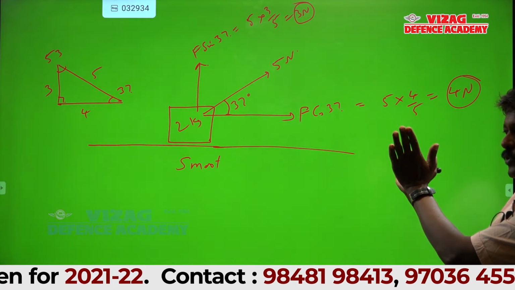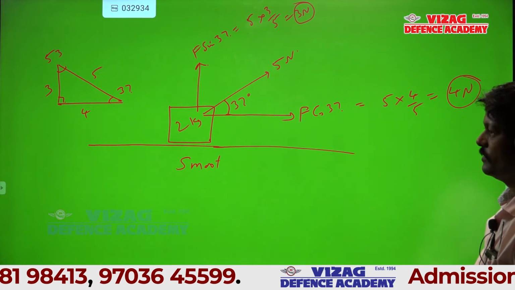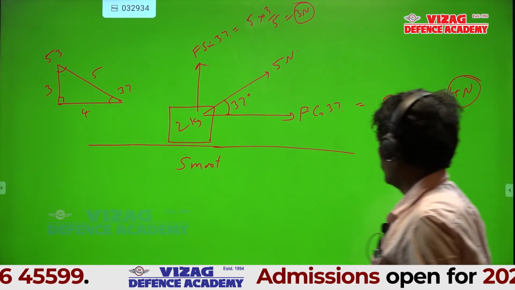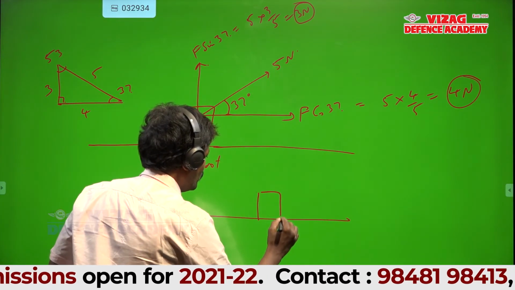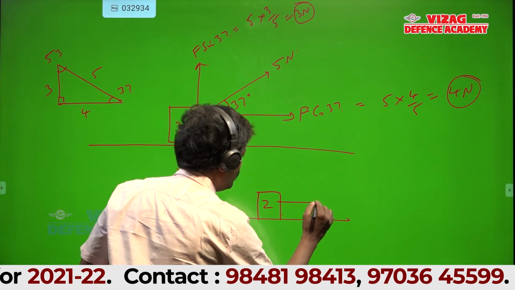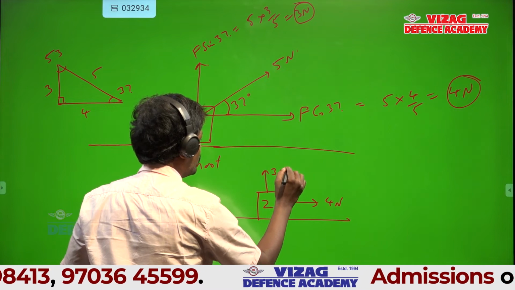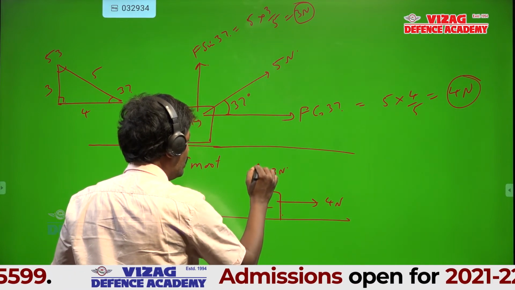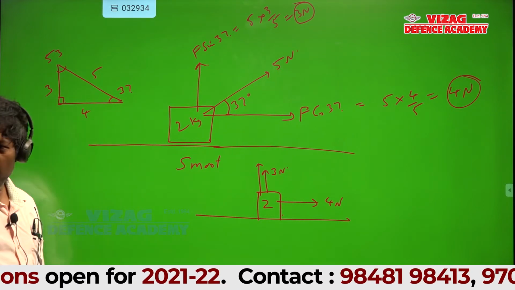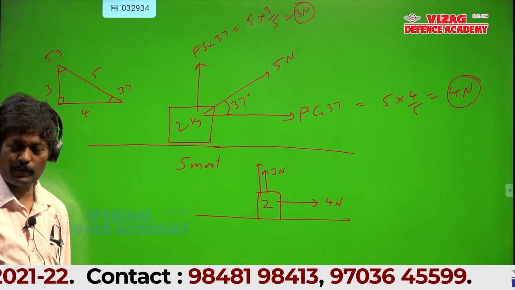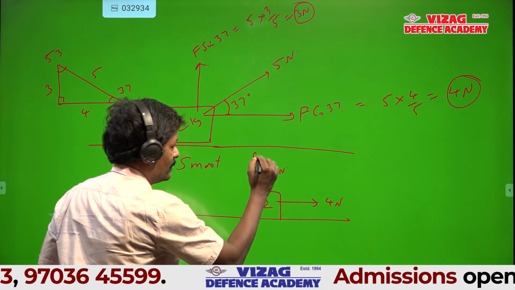Horizontally you have 4 Newton, vertically you have 3 Newton. Now I am drawing this again here so that it will be easy for you. On this 2 kg block you have 4 Newton this side, here you have 3 Newton, and of course one more force will be there upward from the surface. Can anyone tell me what that is called? Normal reaction.